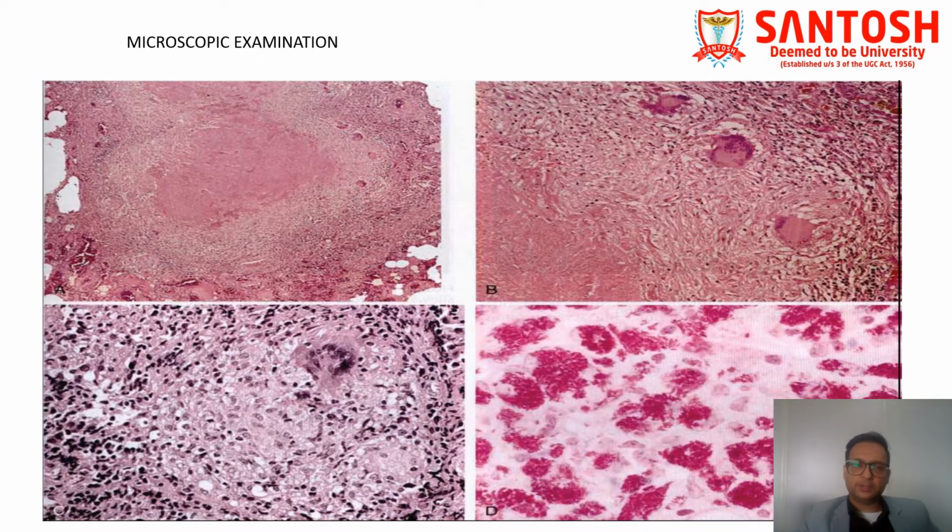So this was about the gross examination. Now we'll see how a picture of tuberculosis looks inside a microscope. So in this picture different powers are seen. This is the low power view. You can see that this is a section from the Ghon's focus which I showed you in last two slides.